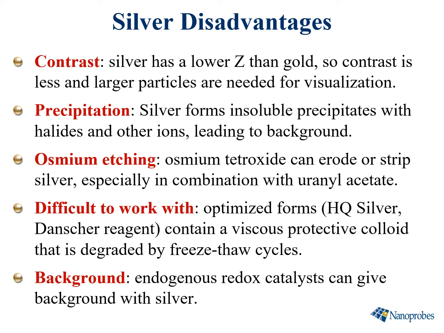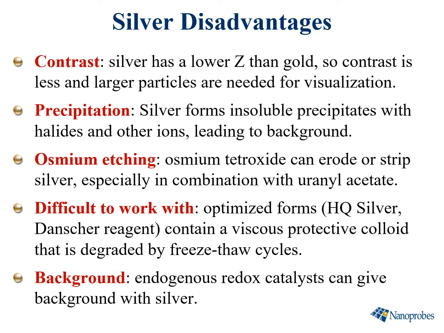However, silver is not perfect. It does have a few disadvantages for some applications. It has a lower atomic number than gold, so contrast is less, and sometimes larger particles are needed for visualization. Silver is also precipitated by some anions, such as halides, and this can lead to background, particularly in physiological buffers and physiological systems. Silver can be etched by osmium tetroxide, especially in combination with uranyl acetate.